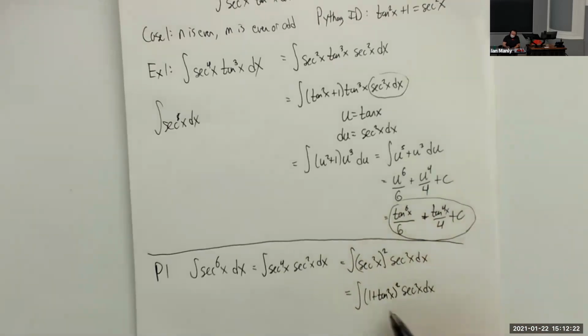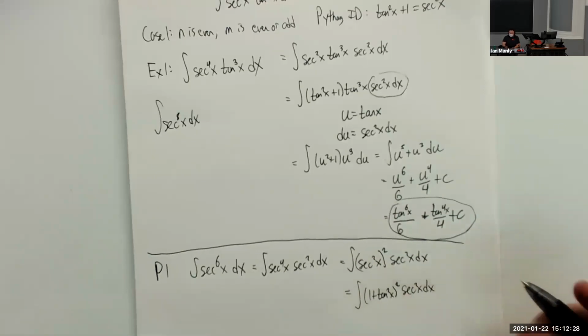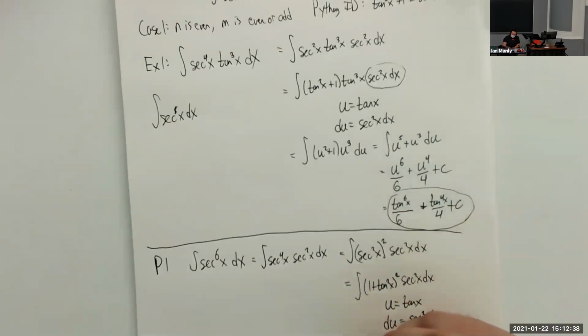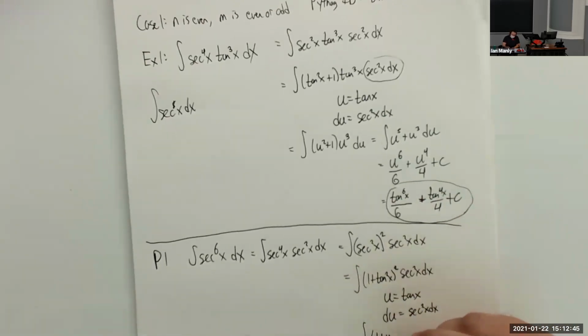All right. So now everything we have in this integral, except for the secant squared we saved, is tangents or constants. So that means we're ready to do our u substitution here. So we have u is tangent and du is secant squared. All right. So then once we put that substitution in here, we have 1 plus u squared squared, and then the rest of this will turn into a du.